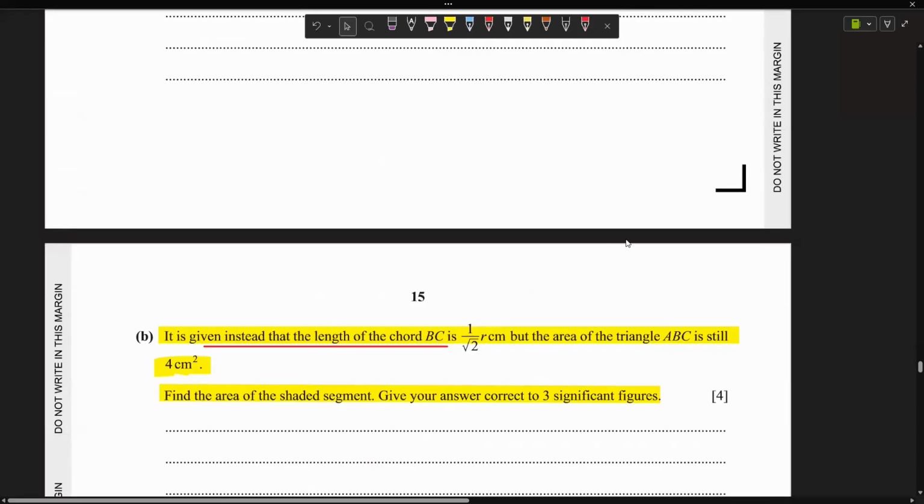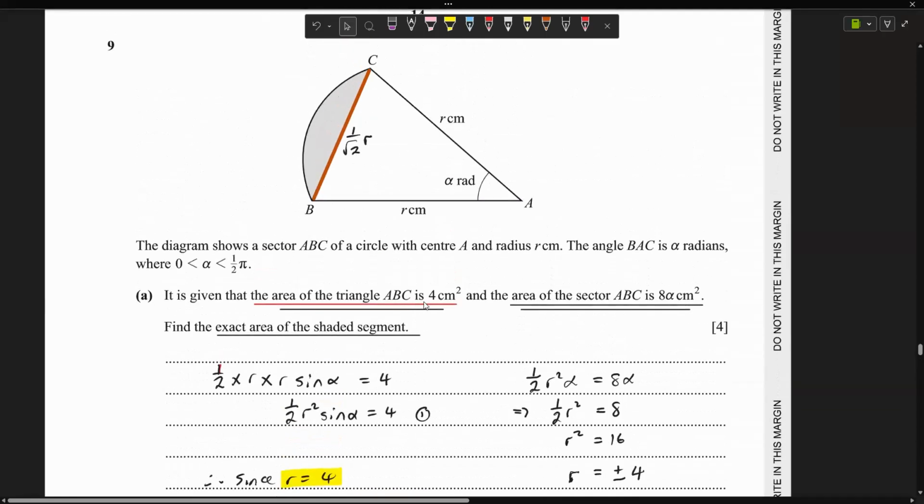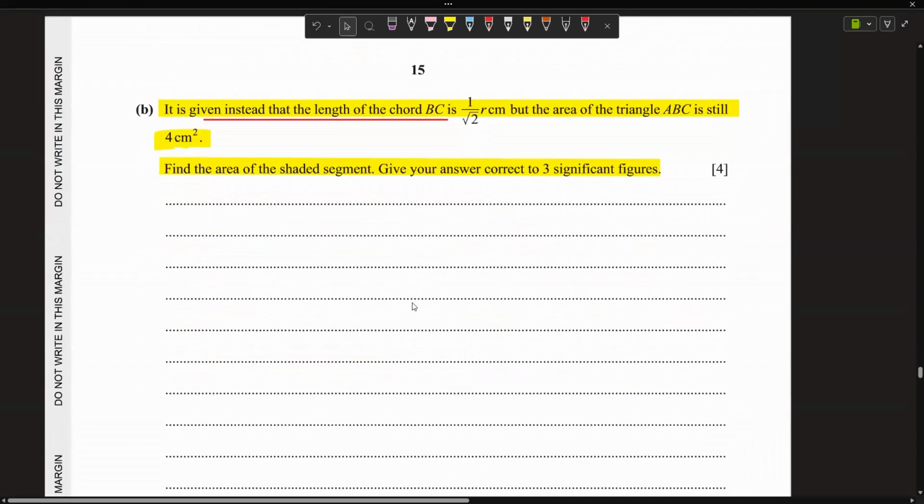But the area of the triangle is still 4. So what do they say? They say we should find the area of the segment.